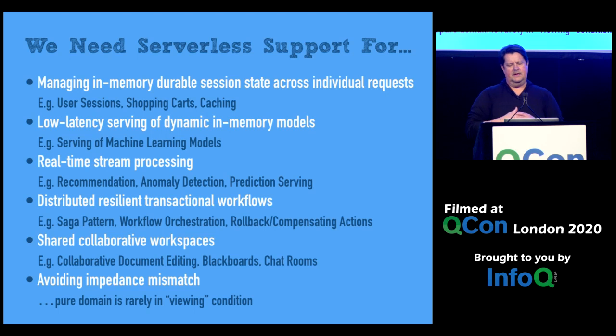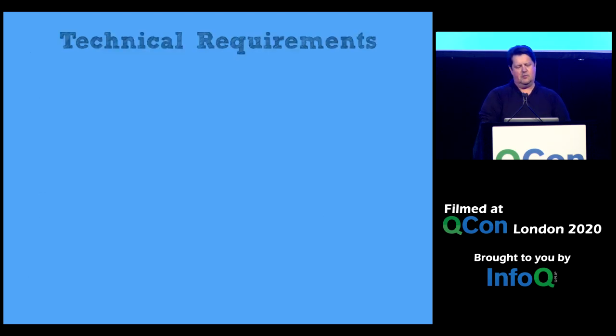And we need to avoid impedance mismatch. So pure domain is rarely in a viewing condition. I'll talk a little bit more about it, but CQRS, command query responsibility segregation, solves that problem. So your domain is something that you design, you carefully think it out, you craft it, and then the UI people all tell you that's not what they need. So this solves that.